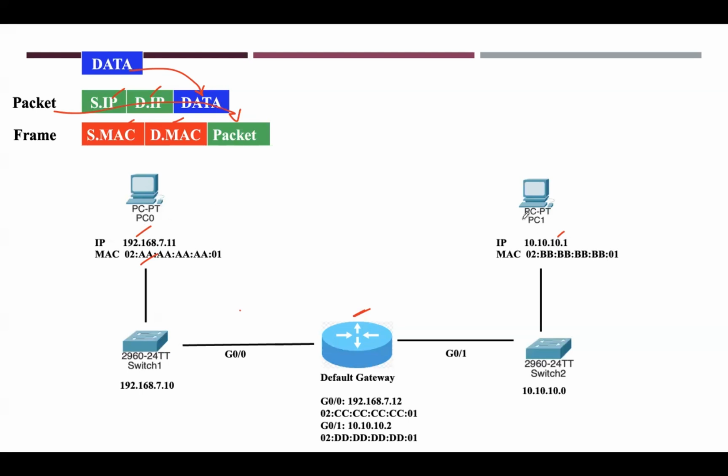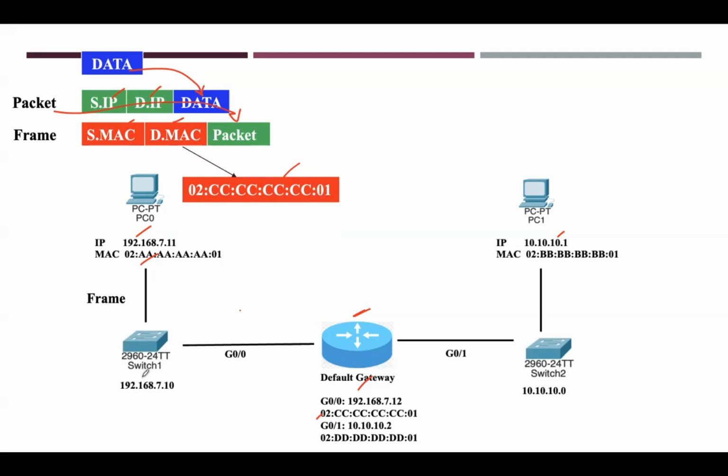Instead of that, it just uses the default gateway MAC address. So this is the MAC address of the default gateway. So it will place the MAC address of this default gateway, right? Along with that, the packet it wants to transmit. Now this frame will be sent to the switch.